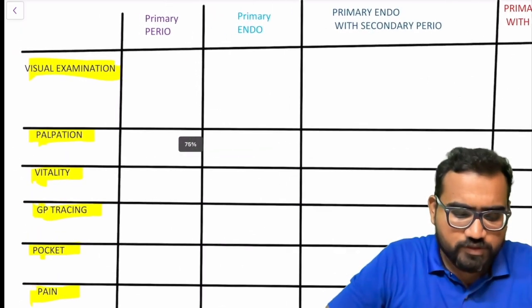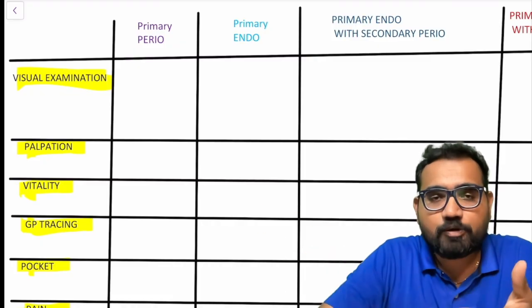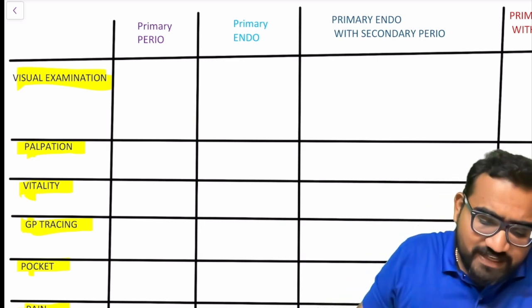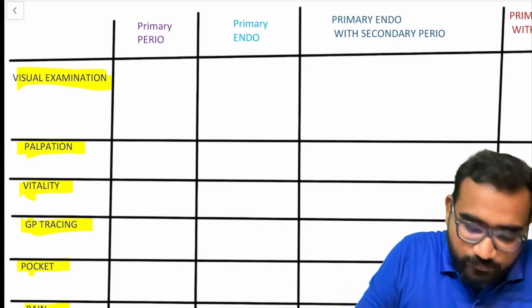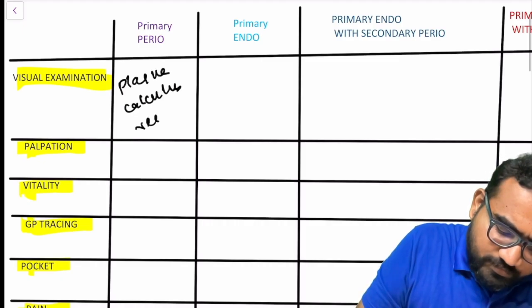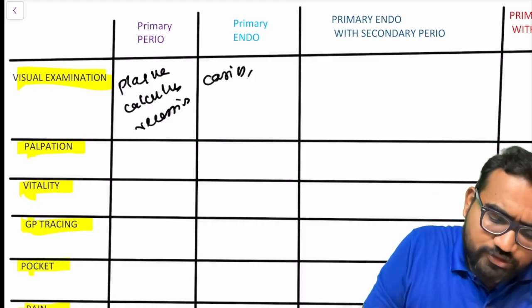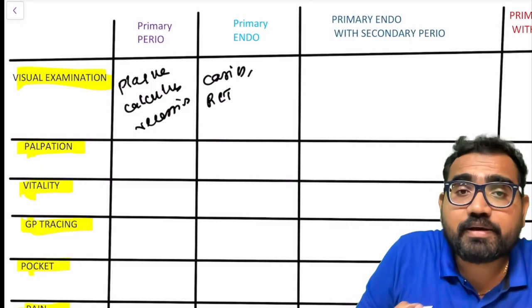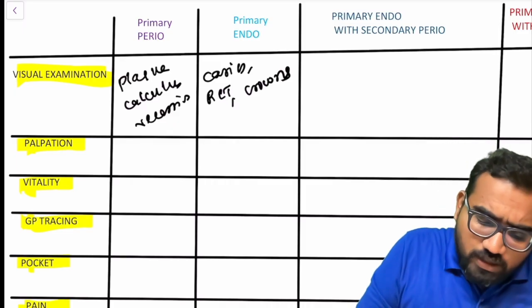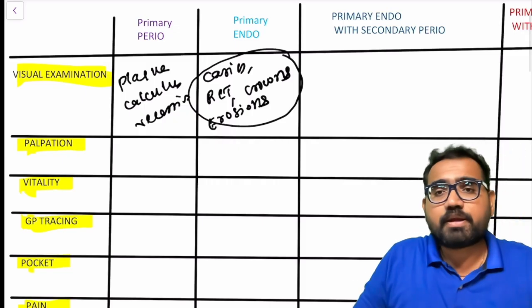The first one is visual examination. As the name implies, I'm just seeing the patient. I'm not touching, not palpating, and not taking any x-rays. In a primary perio, I can definitely see plaque, calculus, and recession. In a primary endo, I'll predominantly see restorative procedures, caries, RCT, especially poorly treated root canal treatment, crowns, or any kind of erosions. These things I'll see in primary endodontic lesions.